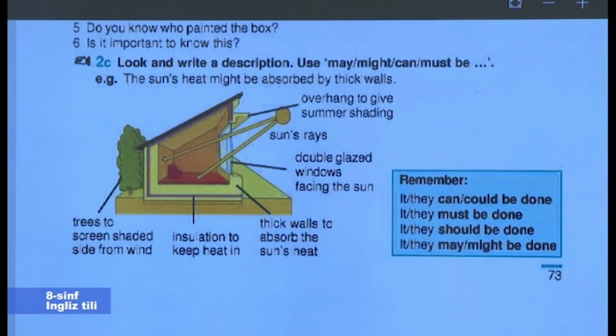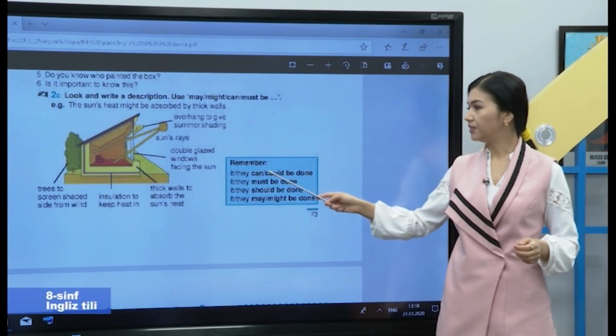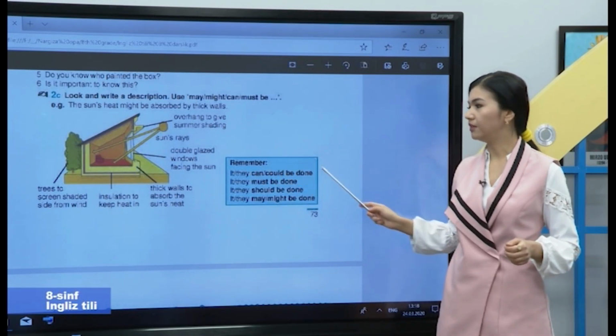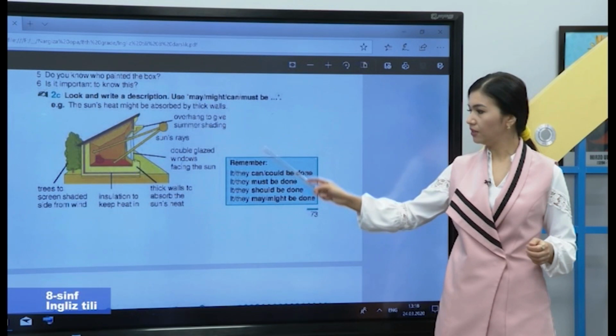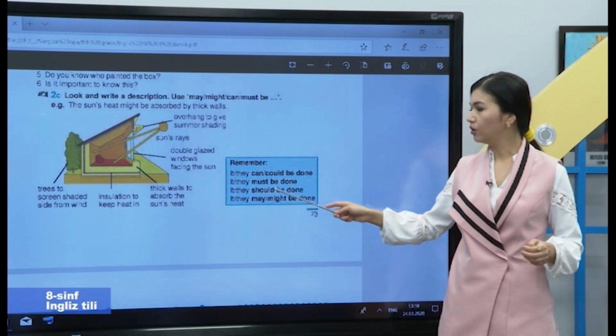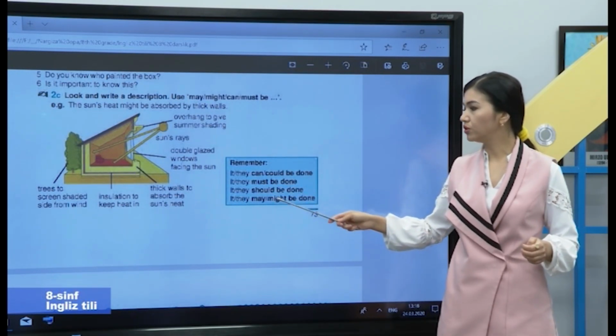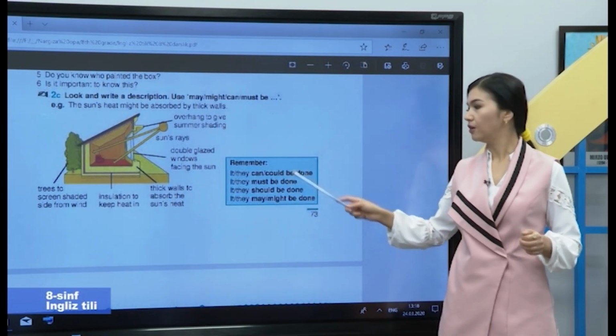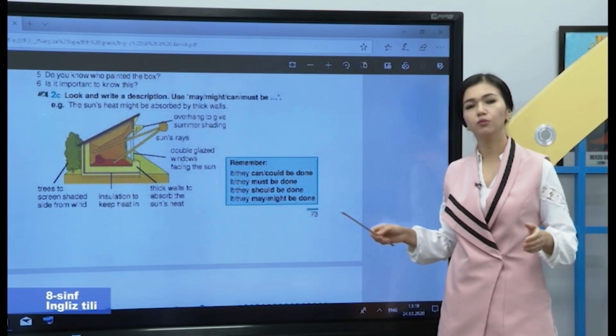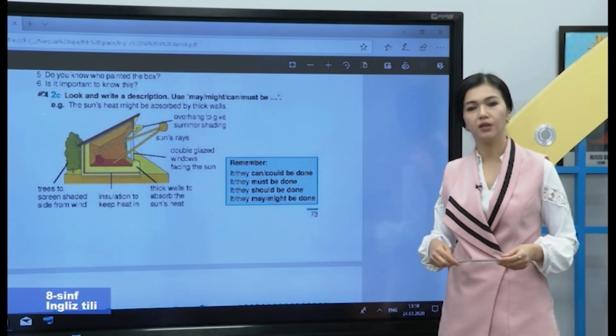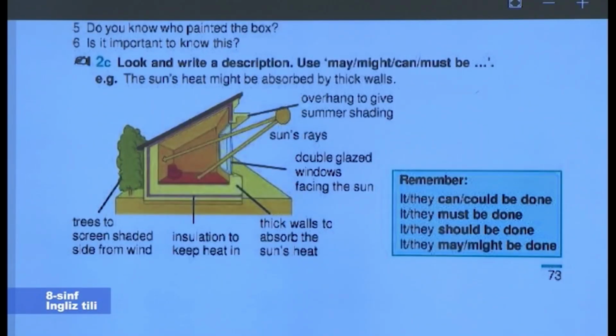And we have some grammar rules here. Remember, it, they, can, could be done. You can see the pronouns here, it and they. All the pronouns can be used without any auxiliary verbs because modal verbs are auxiliary verbs as well. But the difference is they can give the main verb some meaning. So, must be done, should be done, may or might be done.